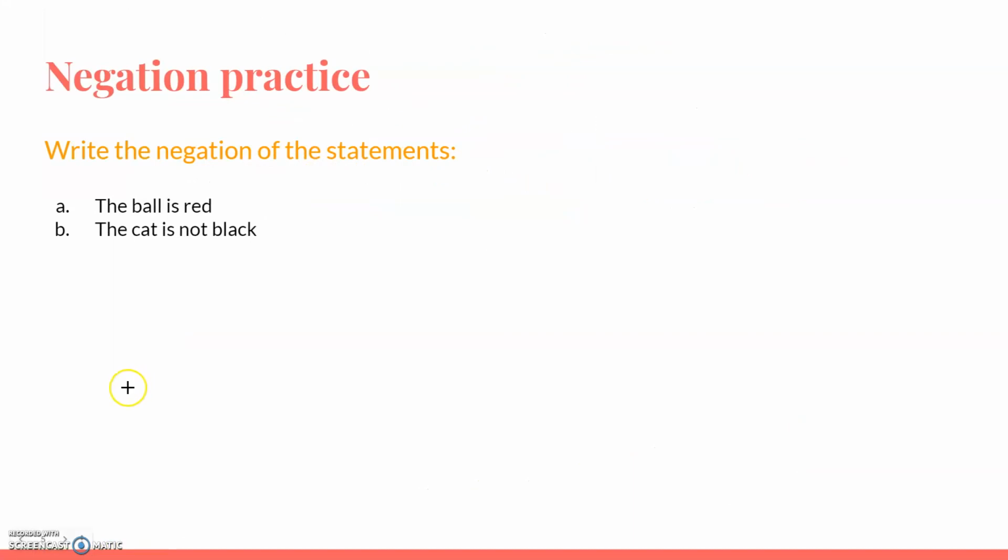Okay, here's some negation practice. This is really easy. All you need to do is negate the following sentences. A, the ball is red, and B, the cat is not black. Pause the video, come back, and I'll give you the right answer. Alright, now that you're back, for the answer. A, the ball is not red. It says the ball is red, so the ball is not red. And B, the cat is not black, so it'll be the cat is black.